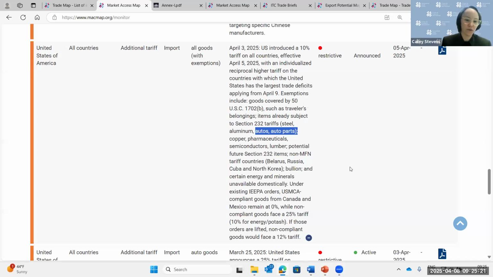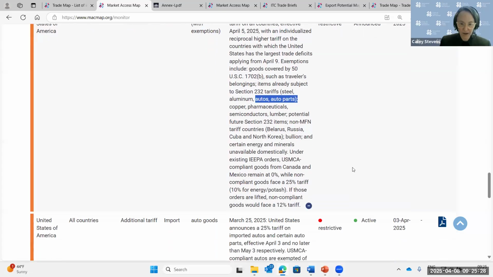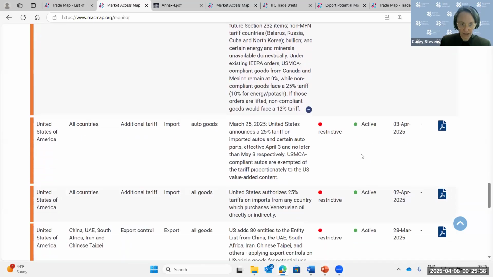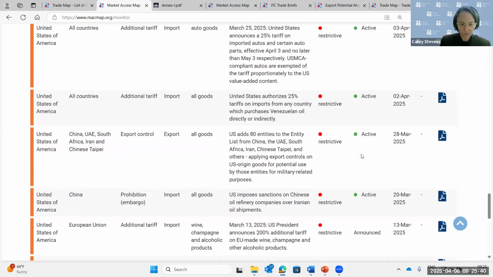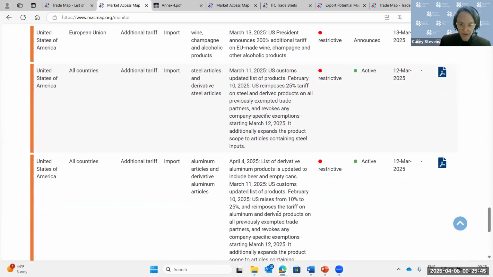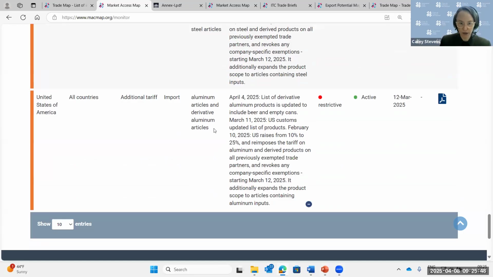Now, we want to return to our example of fan imports from Vietnam. And if you want the underlying document that covers the Section 232 tariffs on aluminum and derivative products, we're going to continue to scroll down. And you see here is that measure that affects aluminum articles and derivative aluminum products. You can click here for the underlying document to see what other products are covered by that measure.